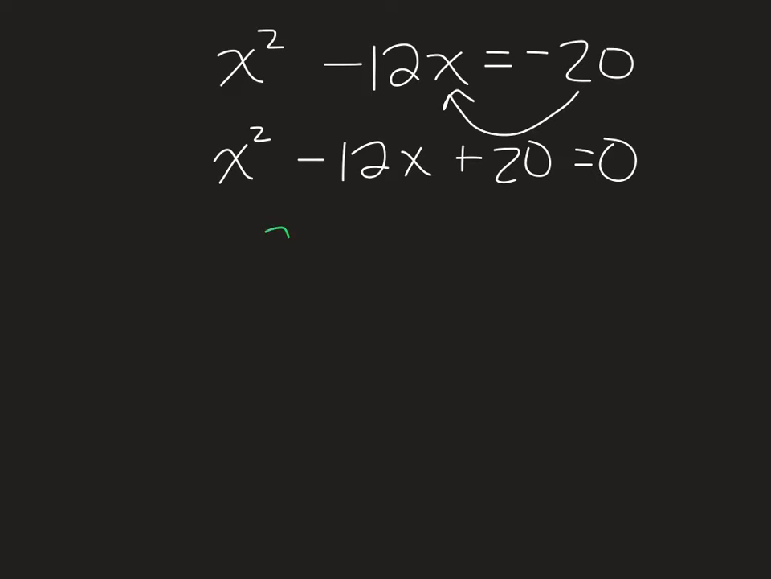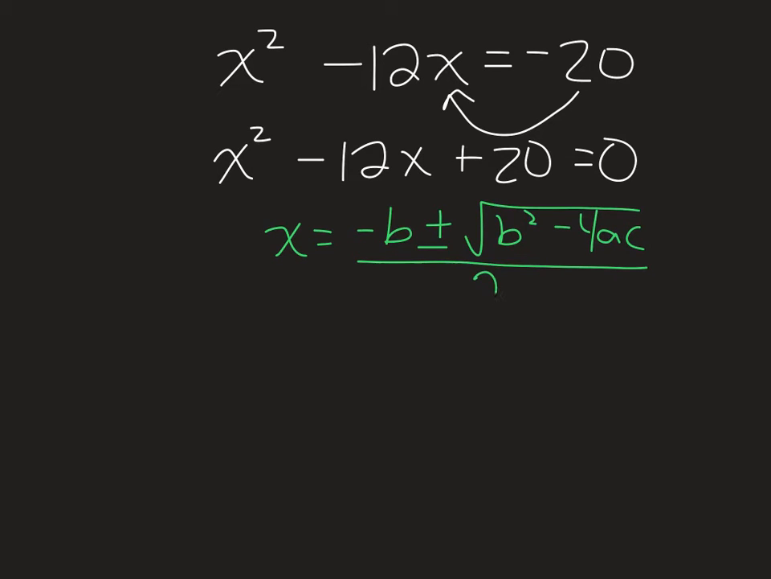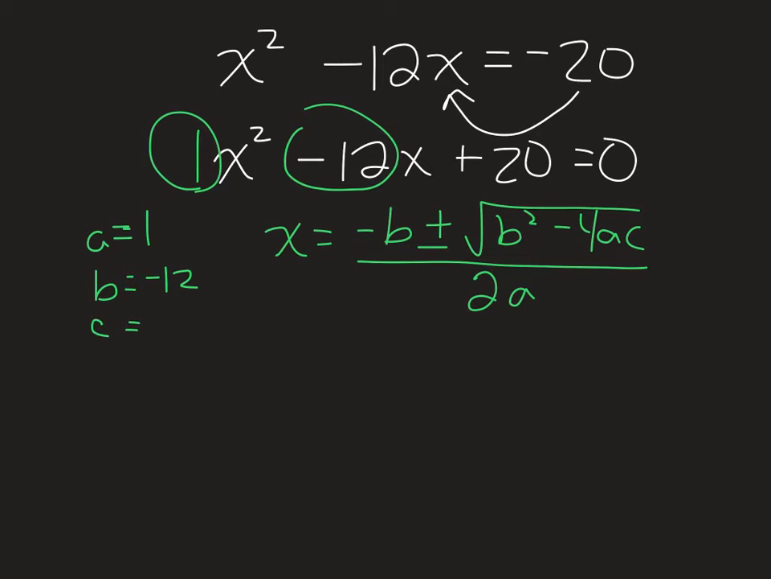Okay, so let's go ahead and look at our formula. So remember the formula. x is equal to the opposite of b plus or minus the square root of b squared minus 4ac, all over 2a. Let's go ahead and evaluate what a, b, and c would be. a is 1. Okay, there's a 1 right there. Okay, b is negative 12. So a is 1, b is negative 12. Notice I kept that sign. And c is a positive 20.